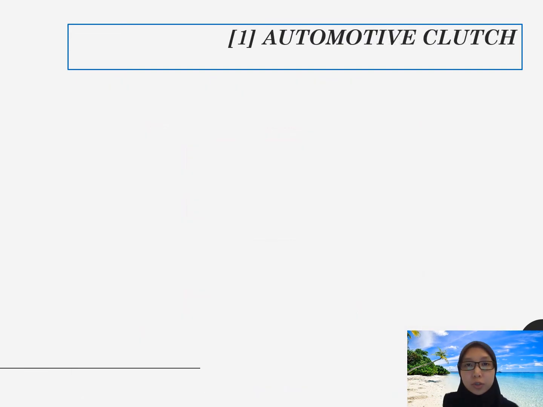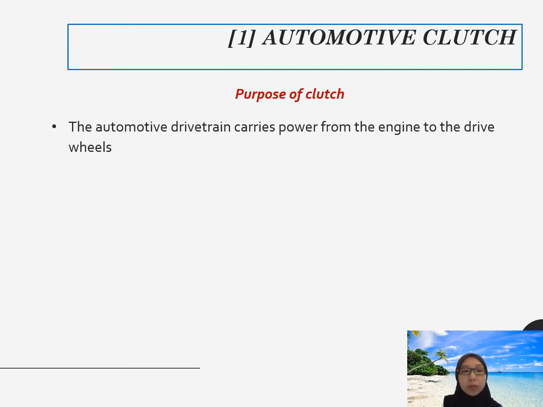Okay, so the first component of a drivetrain that we're going to study is the automotive clutch. The clutch pedal is the one you can find in manual transmission cars. It's the one on the far left, which a driver must press every time you change gear. What is the purpose of this clutch? It's for the automotive drivetrain to carry power from the engine to the drive wheel.